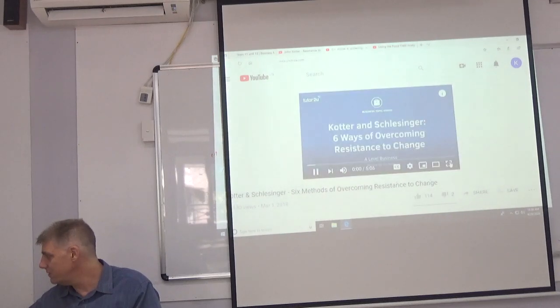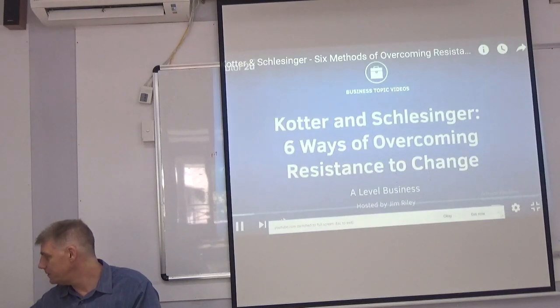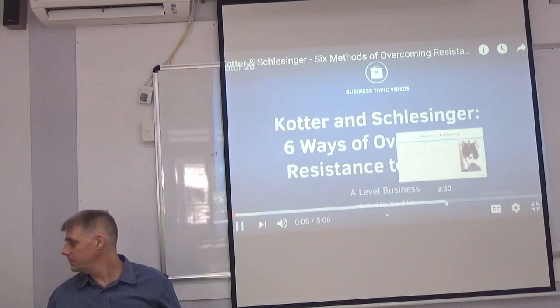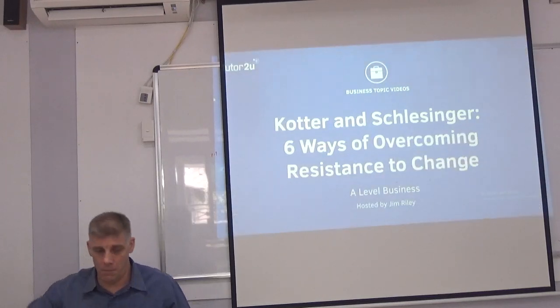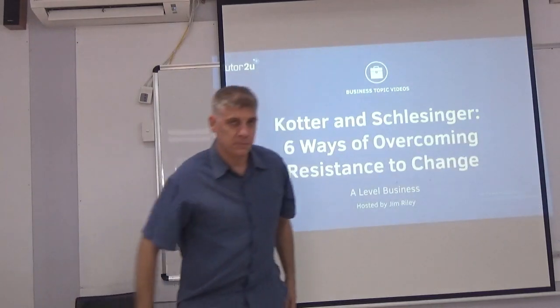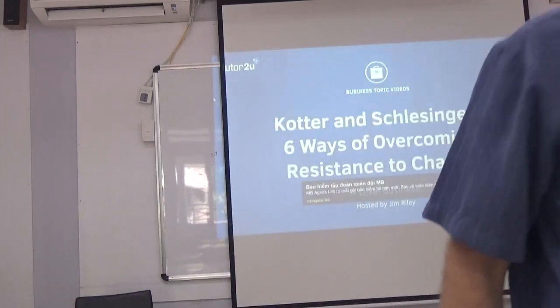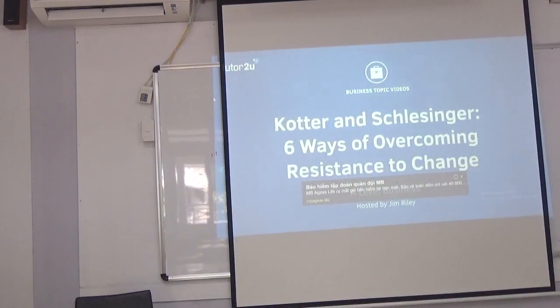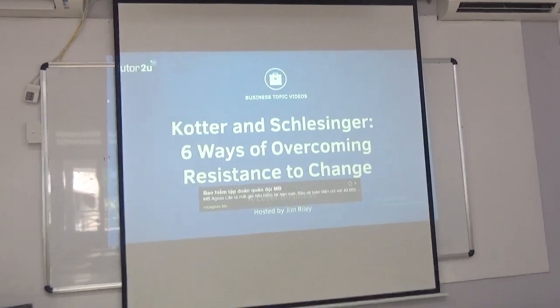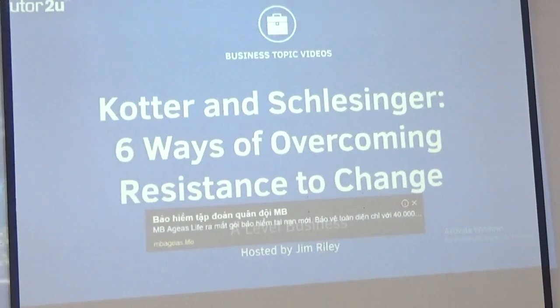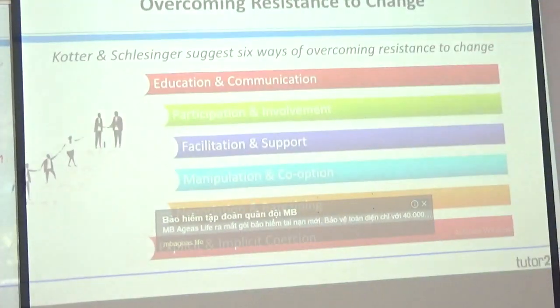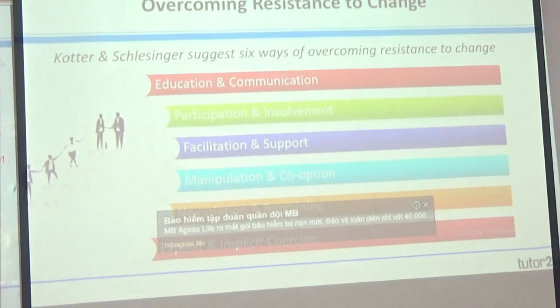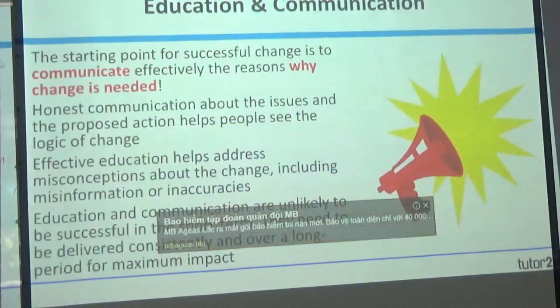Hi there. In a previous topic video, we took a look at some work by Cotter and Schlesinger that looked at the 4 main causes of resistance to change. The same theorists also went on to identify 6 ways in which an organisation could overcome resistance to change. So let's take a quick look at these 6 categories. Starting with education and communication.